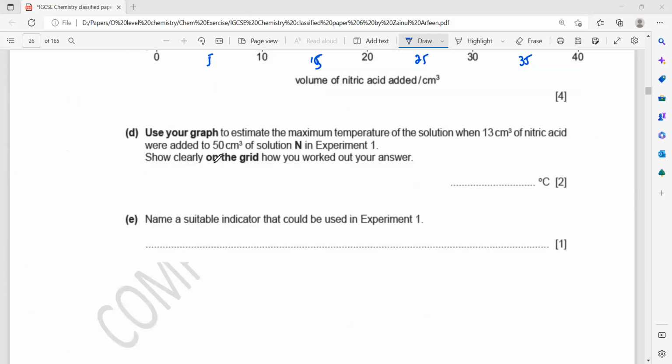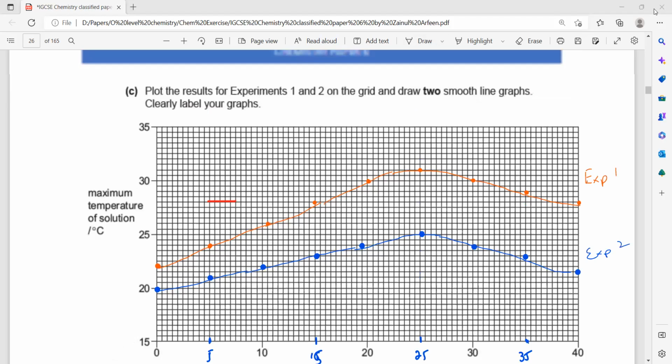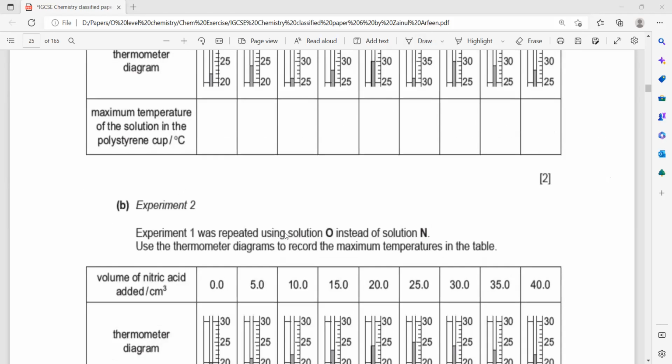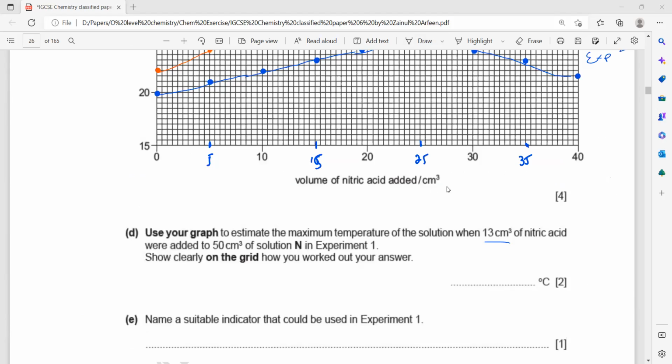The next part, use your graph to estimate the maximum temperature of a solution when 13 cm cube of nitric acid was added to 50 cm cube of solution N. This was solution N because in experiment 1 we were using solution N. In experiment 2 we were using solution O. As it is clearly mentioned here, experiment 1 was repeated using solution O instead of N. So experiment 1 was N and O is there in the second experiment.